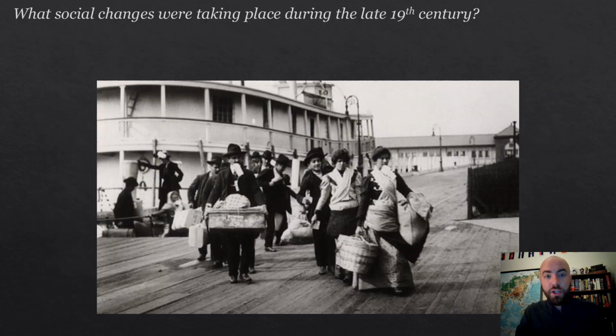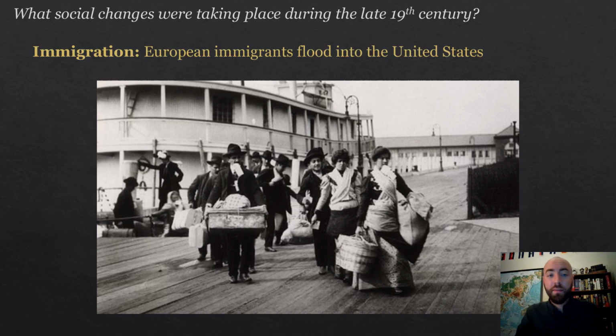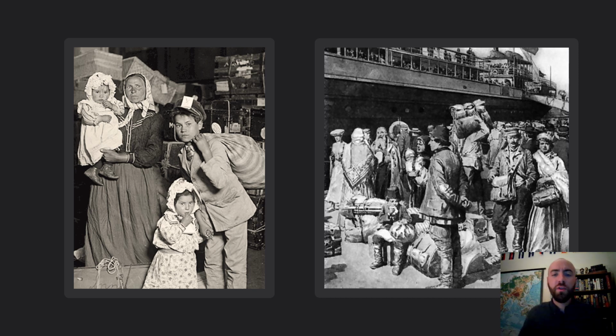The third change happening during the late 19th century is immigration. European immigrants are flooding into the United States. Why? It's very simple. There are jobs available. We'll talk about that in just a minute. Now, these are new immigrants. There are the old immigrants from the early 19th century that were mostly from the British Isles and Germany. These new immigrants are coming from Eastern and Southern Europe. So think like Russia, the Baltic states, and Southern Europe like Italy or Croatia, those areas. Croatia didn't exist back then, but those areas that we know today, that's where they're coming from.